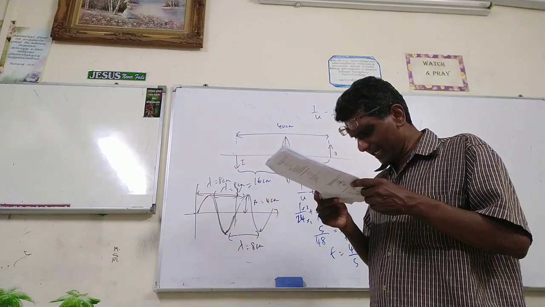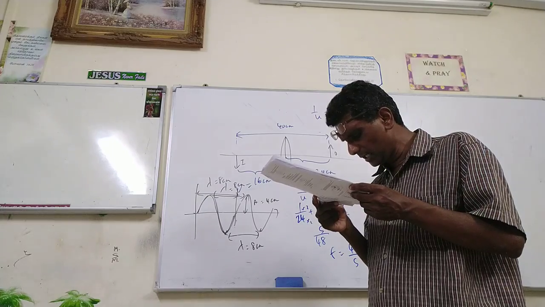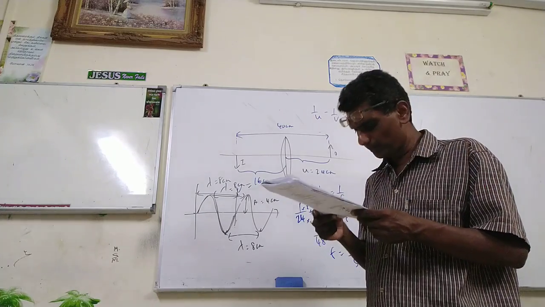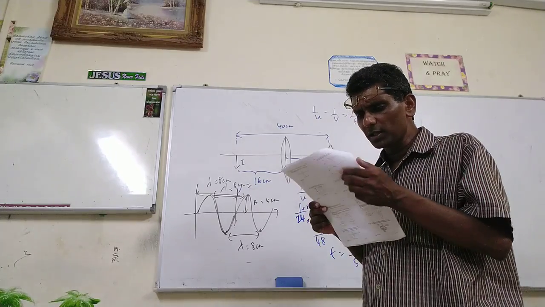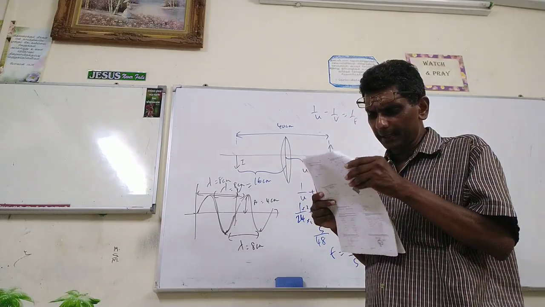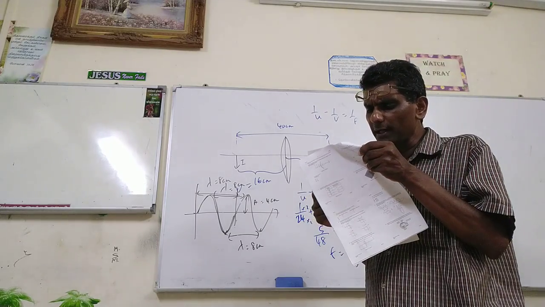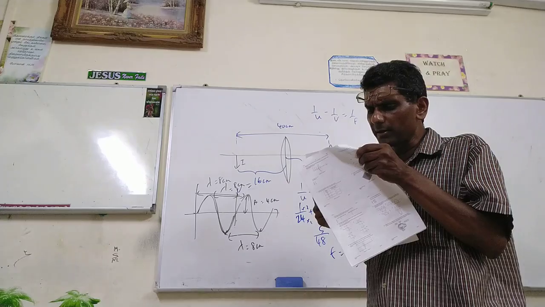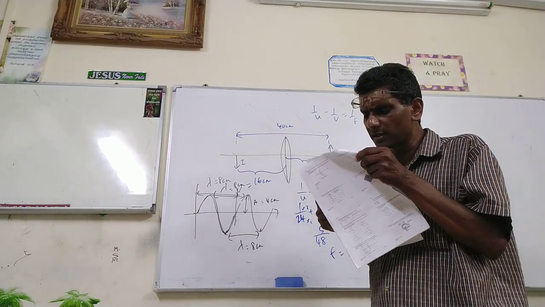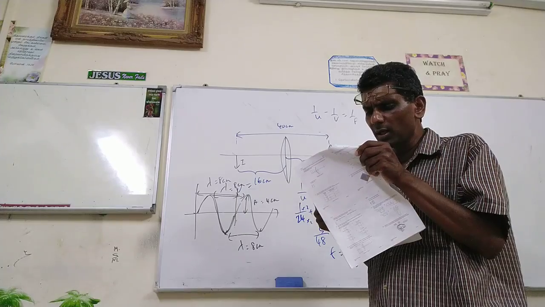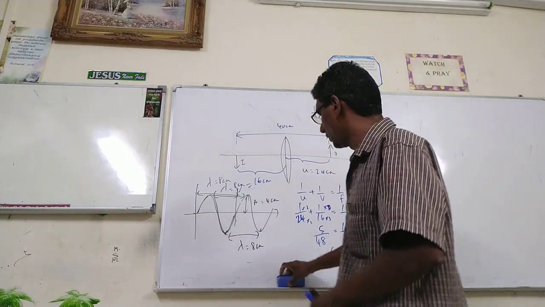Question 30. Diagram 29 shows an image of an unborn baby obtained by using an ultrasound. What is the wavelength of the ultrasound in the mother's womb? The frequency of the ultrasound is 2 × 10⁶, and the speed of ultrasound is 1500. Okay, I will teach you this one.